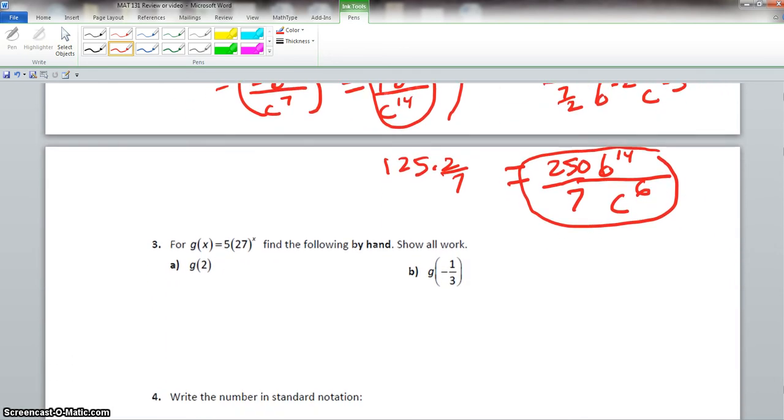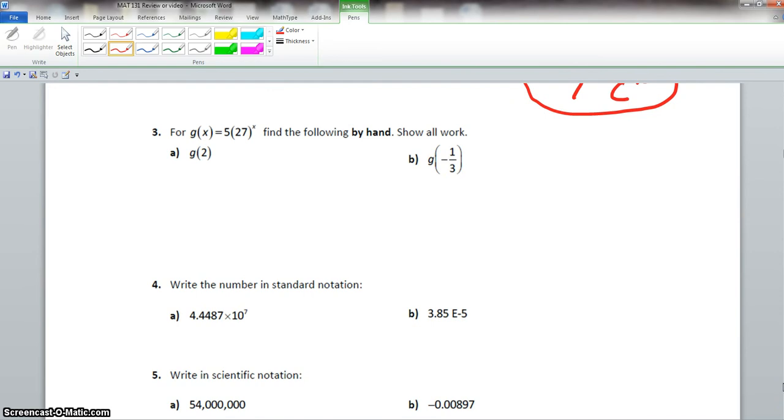Now we scroll down here to number 3. It says for g of x is equal to 5 times 27 to the x power, find the following by hand. Show all your work. So we have g of 2. So we substitute in x for 2. So we have g of 2 is equal to 5 times 27 to the second power.